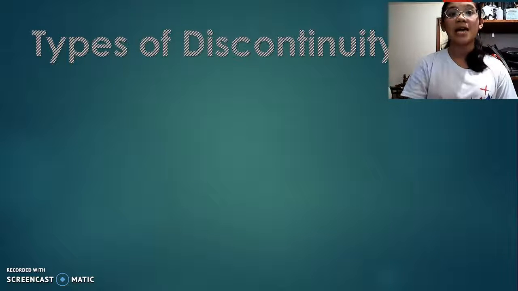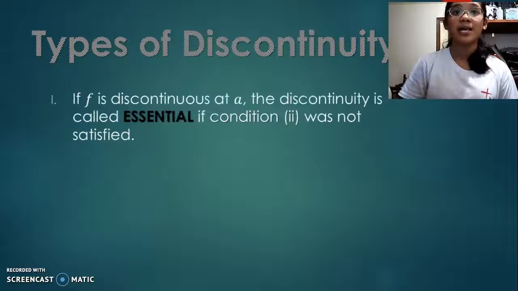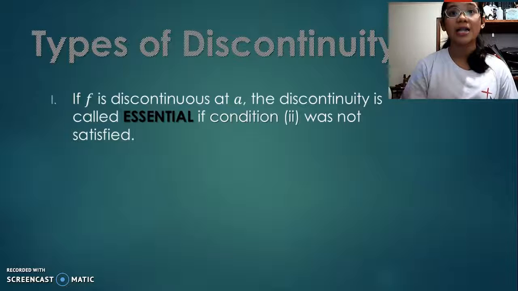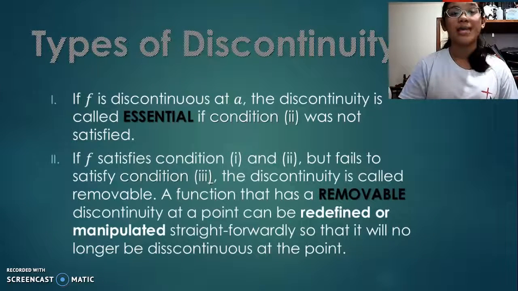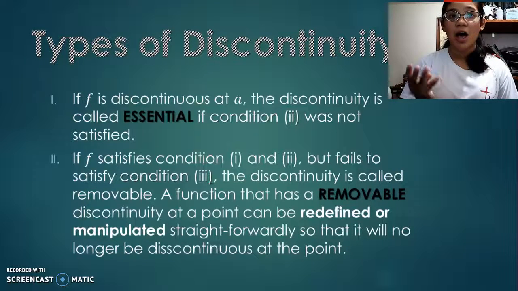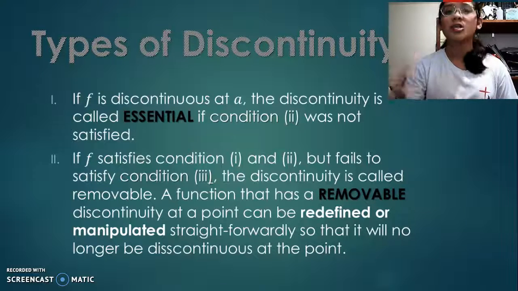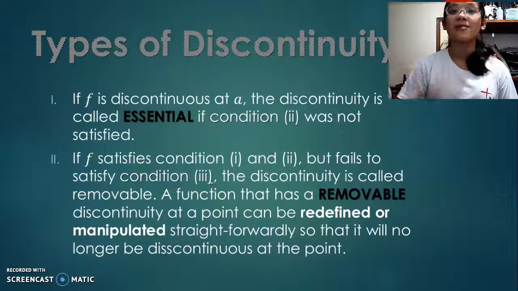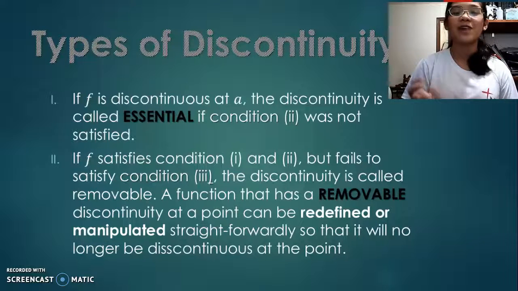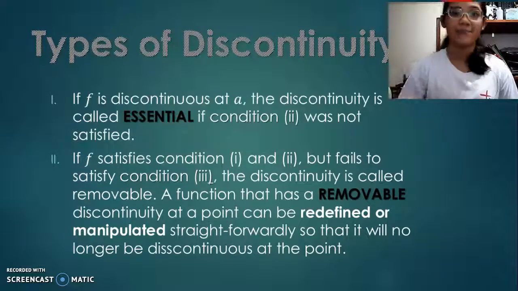Discontinuity is divided into two types. First is the essential discontinuity. When we have an essential discontinuity, it doesn't satisfy condition number 2. The second type is the removable discontinuity, where f satisfies conditions 1 and 2 but fails to satisfy condition 3. In order to satisfy condition 3, we could manipulate or redefine this type of discontinuity for it to finally be continuous at point a.